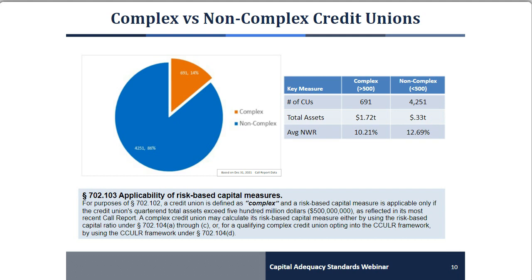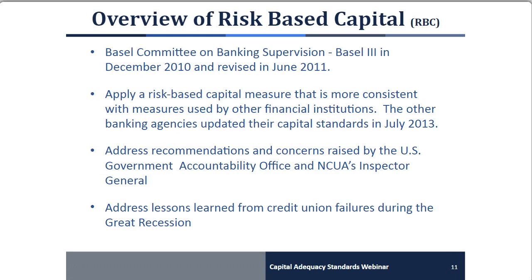NCUA found that credit unions over $500 million in assets were almost always involved in one or more complex activities, and at a higher frequency than credit unions with assets under $500 million. Therefore, a dollar threshold of $500 million in assets, a straightforward and easy measurement to administer, will determine if a credit union is complex. I will now turn it over to Rick Mayfield, who will introduce and discuss the risk-based capital standard.